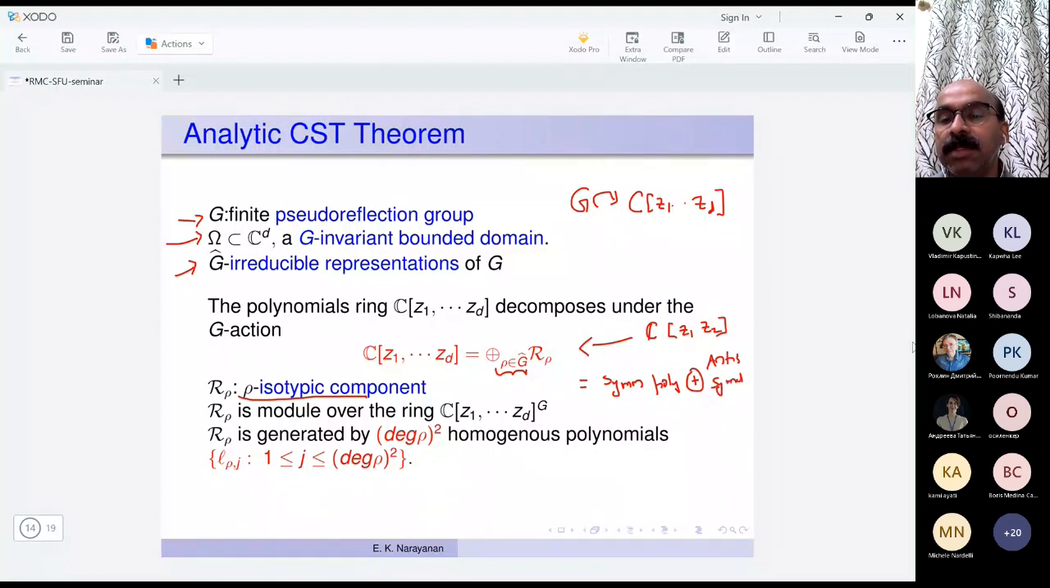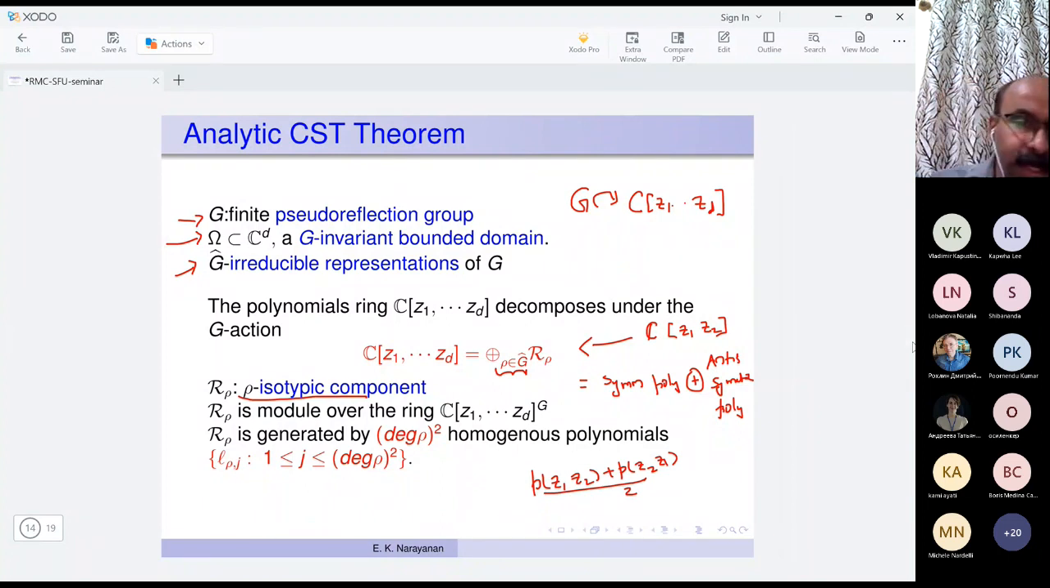But that is easy, right? In the case of Z1, Z2, you simply look at P(Z1, Z2) plus P(Z2, Z1), right? So maybe I can write this P(Z1, Z2) plus P(Z2, Z1). That will symmetrize P, and if I put a minus there, that becomes antisymmetric, right? So that is true in general, except that now you have other representations of G, which need not be one-dimensional representations. So one has to define that component appropriately.